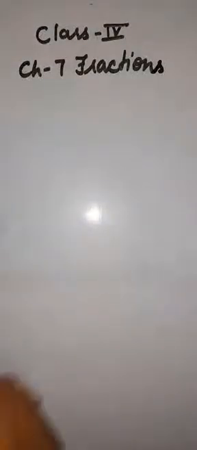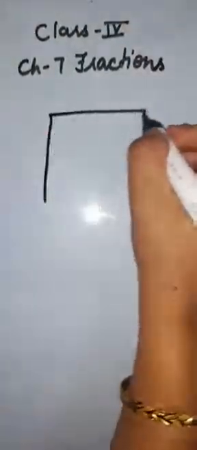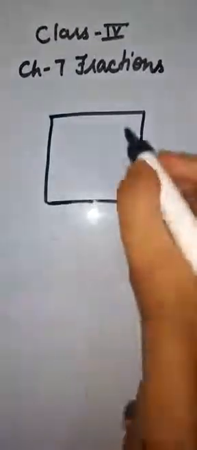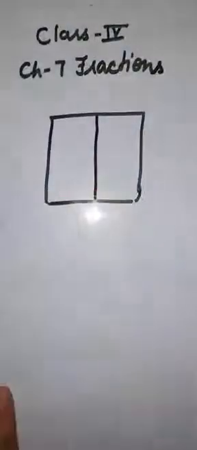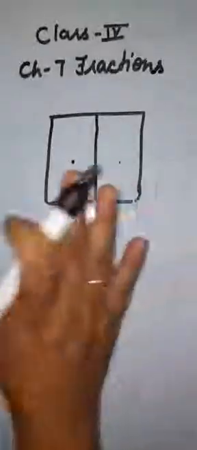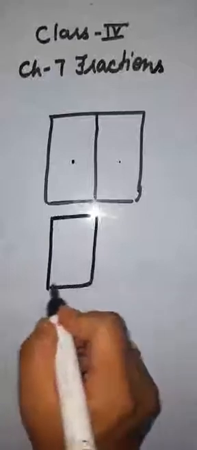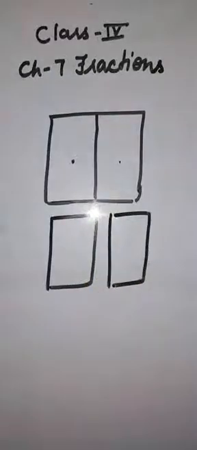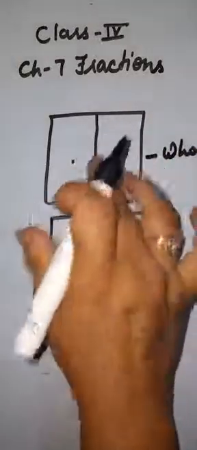Alright, so children, I am drawing a shape over here. This is a shape of a square. Now I am dividing the shape into two equal parts. So these are the two equal parts. So this is half one and this is half one. Fine. If I separate these equal parts here, so these are the two equal parts. This is the whole.